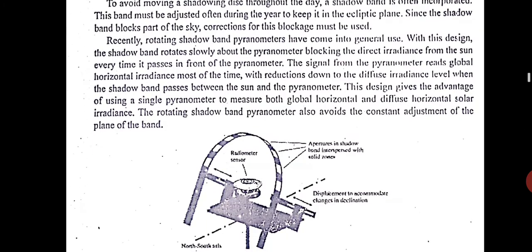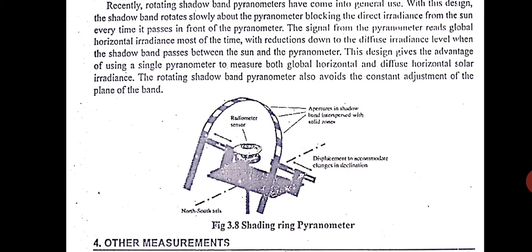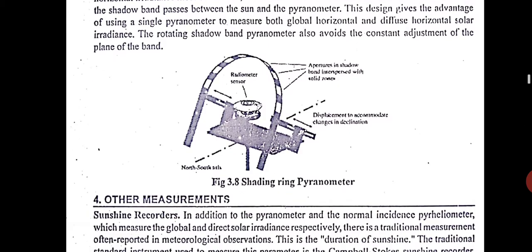Okay, this is the shading ring pyranometer. You can see here, this top semicircular thing is a shadow ring. Okay, that will be moving. And in the center you have got the device. This is the same pyranometer only, but it has got a shading ring to measure the diffuse radiation, not the beam radiation or direct radiation.